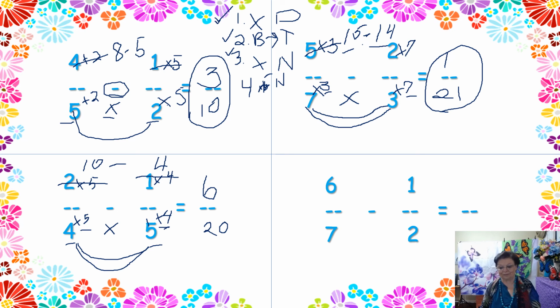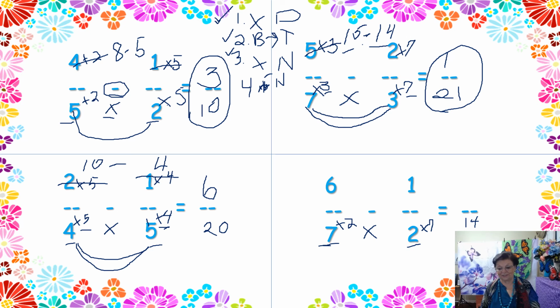Okay, one more. I have a 7 and I have a 2. What do I have to do first? Correct. Multiply the denominators. 7 times 2 is 14. Step 2, whatever I do to the bottom, I have to do to the top. What did I do to this 7? I multiplied it times 2. What did I do to this 2? I multiplied it times 7.